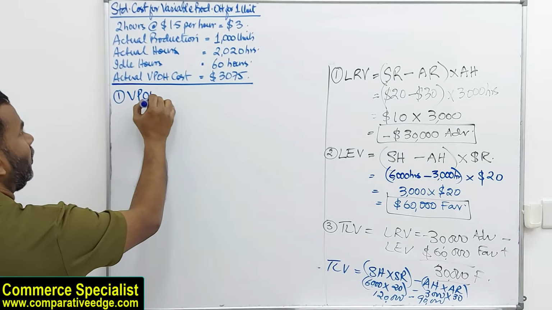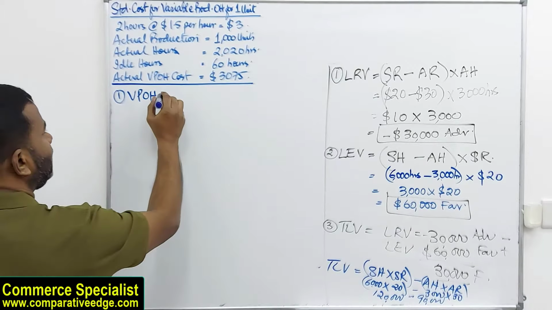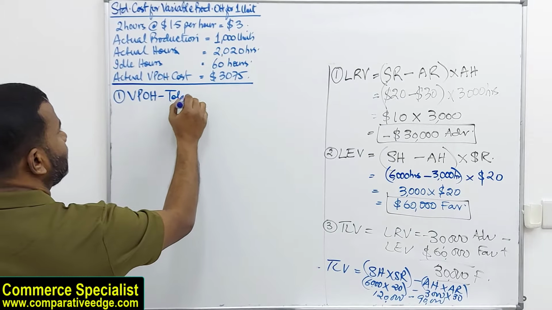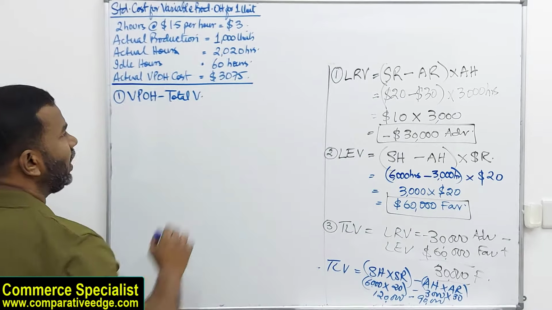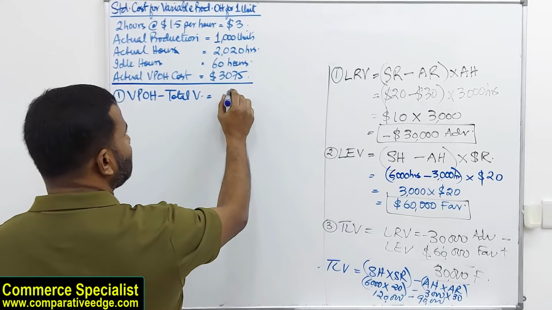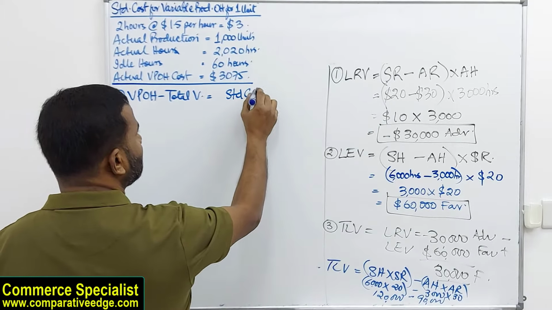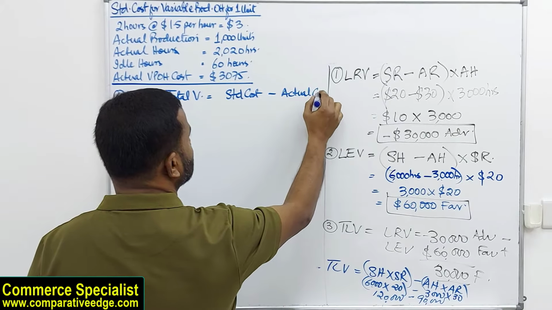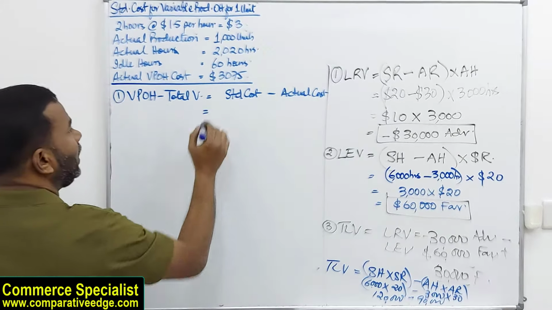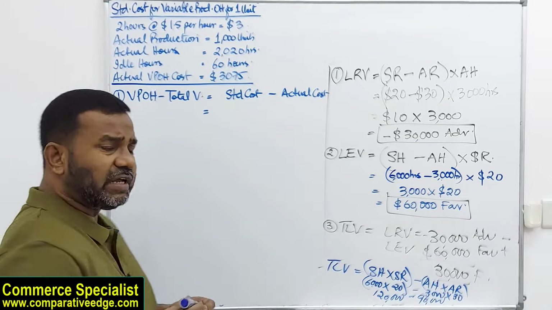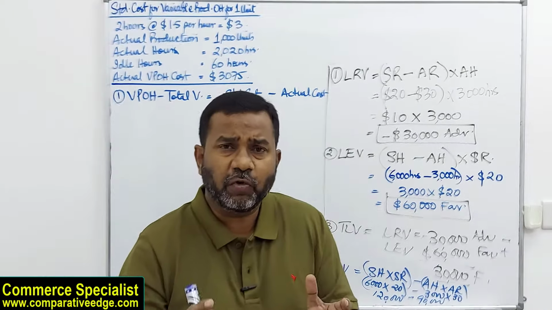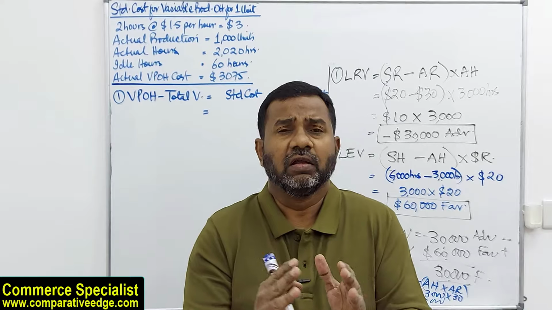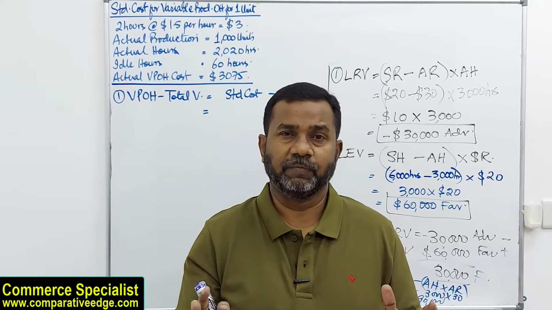Variable production overhead, I'm using short forms, total variance. Total variance. Formula is very simple. Standard cost minus actual cost. Now, standard cost is something very important, and the way we calculate is simple.